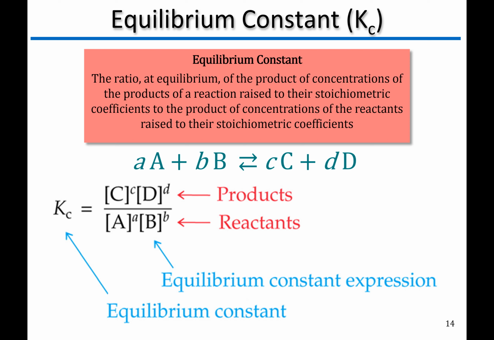So that handles our product side. Now that's going to be over the concentration of A raised to A times the concentration of B raised to B. Okay, so that handles our reactants. And notice again, we have products over reactants. It's going to be a common theme. Okay, so Kc is equal to the product of the concentration of our products raised to their power over the product of our reactants raised to their stoichiometric coefficients as a power. Okay, so our equilibrium constant Kc is equal to our equilibrium constant expression. So everything on the right is the expression. The value of that is our actual equilibrium constant.